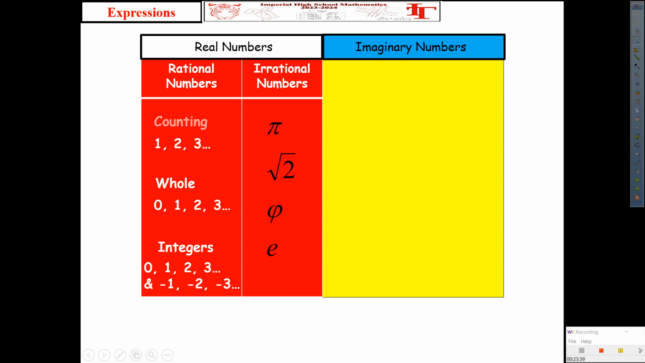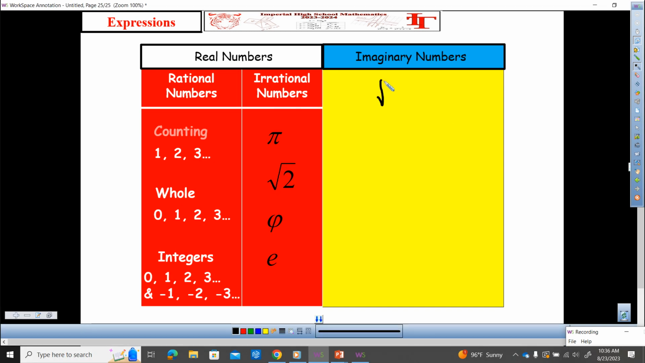Imagination. Anyways, that means they are numbers that we don't usually use because we just imagine that they are there. So check this out. On this column, I want you to write this number down, please. Square root of negative 16.